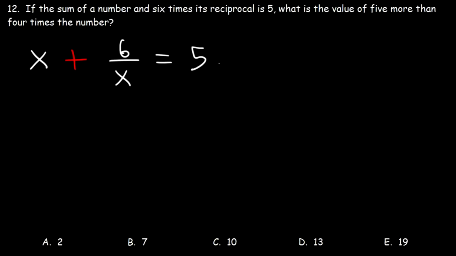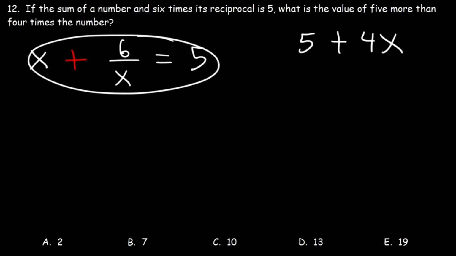Once we find the value of x, then we can answer the second part of the problem. What is the value of 5 more than 4 times the number? So that's 5 plus 4 times x. So let's focus on the first equation. How can we find the value of x in that equation?